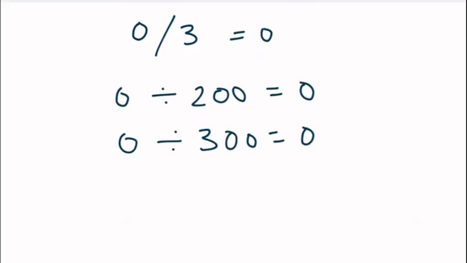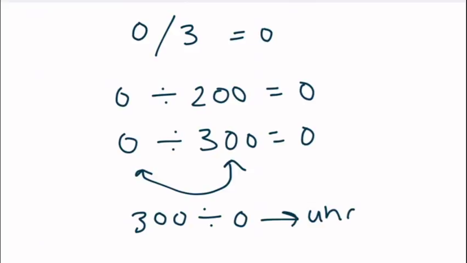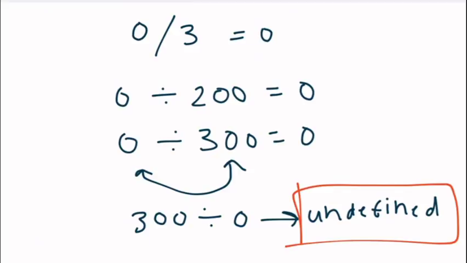But we need to be careful here because you cannot divide anything by 0. So swapping this equation around would not work. 300 divided by 0 is said to be undefined. This can be a little confusing concept, but you just need to remember that there's no way that you can divide anything into 0 parts. So our answer is always going to be undefined when 0 is in the denominator.